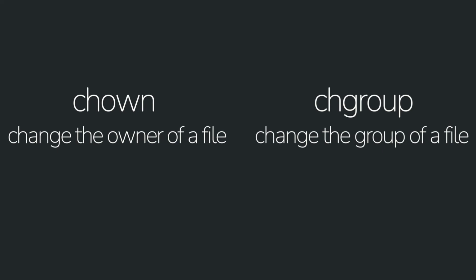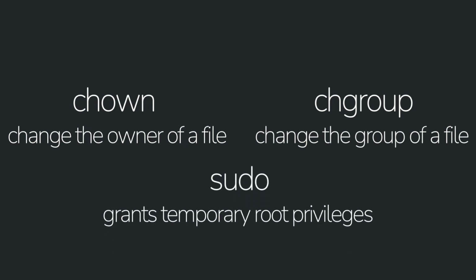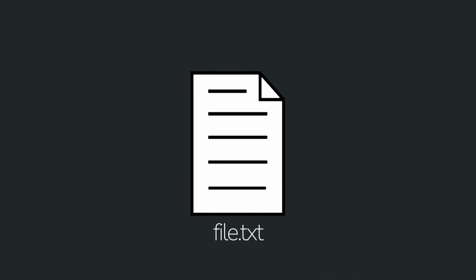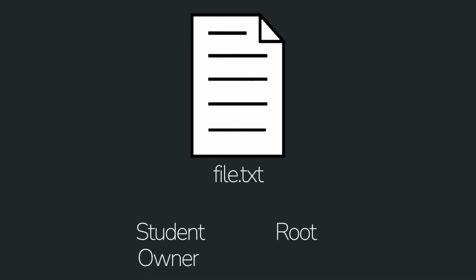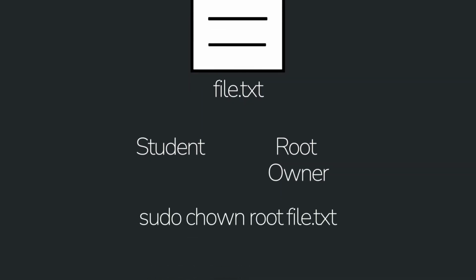In order to execute these commands, you may need to elevate your user privileges using the sudo command before the command call. For example, sudo chown root file.txt. Let's look at an example together. Let's say we had a file named file.txt and we wanted to change the owner of the file from student to root. In order to do this, we can use the command sudo chown root file.txt to change the owner from student to root.